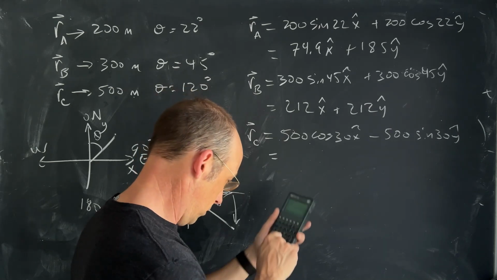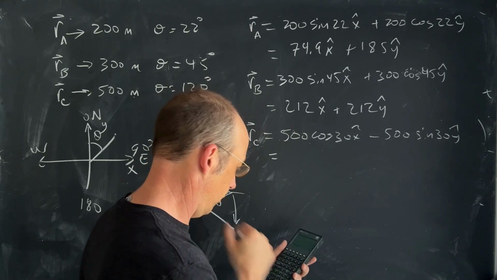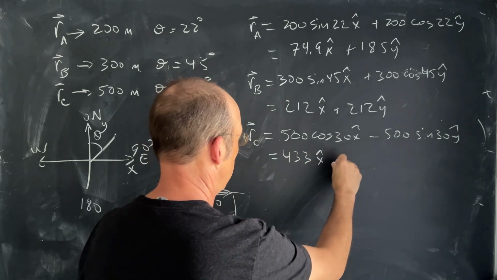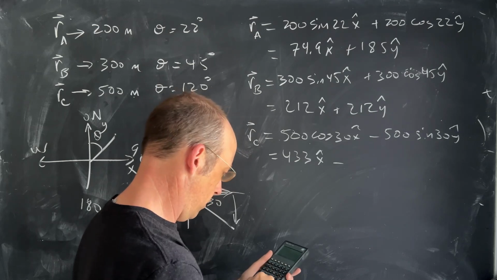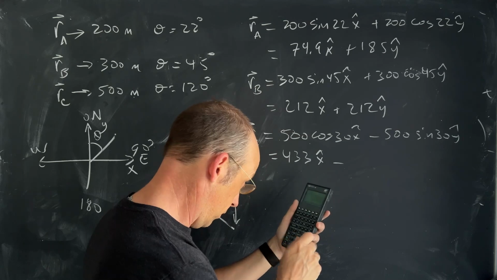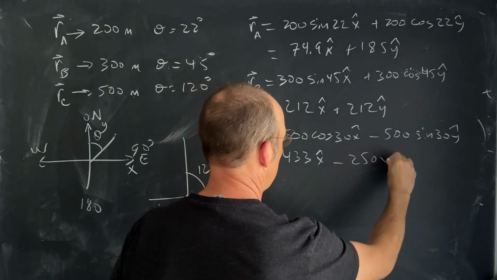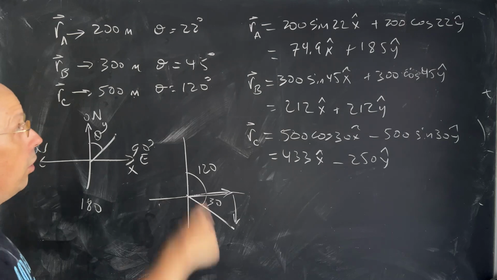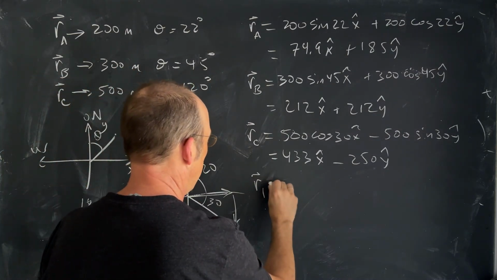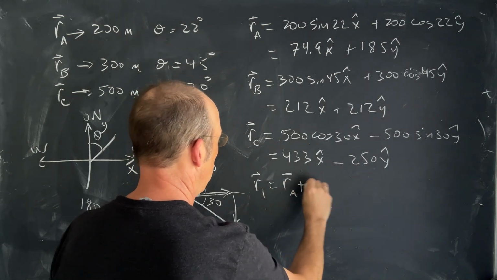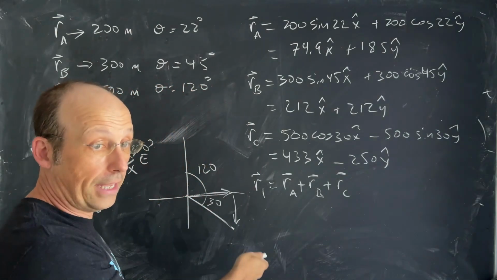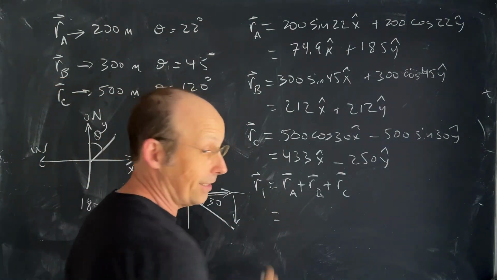So I get 500 cosine 30, which is 433, and then 500 sine 30, which is 250. So let's call all of these just R1. You can call it whatever you want. R1 is equal to RA plus RB plus RC. To do this, I just add up all the x's and add up all the y's. That's not so bad since I already have it all right there.